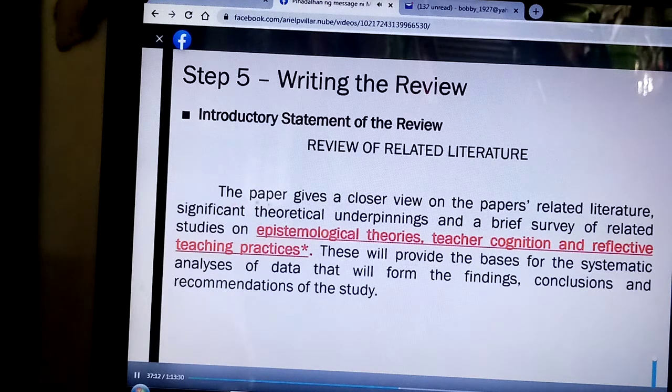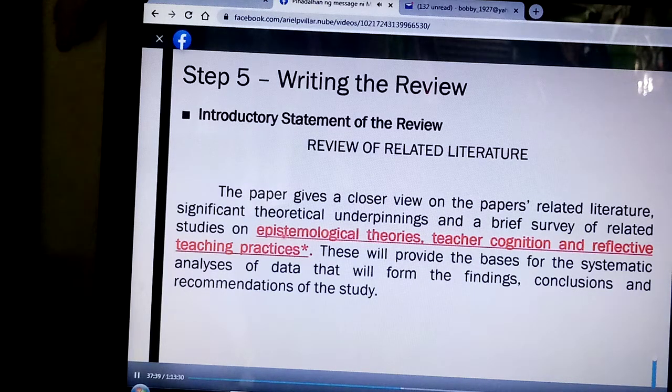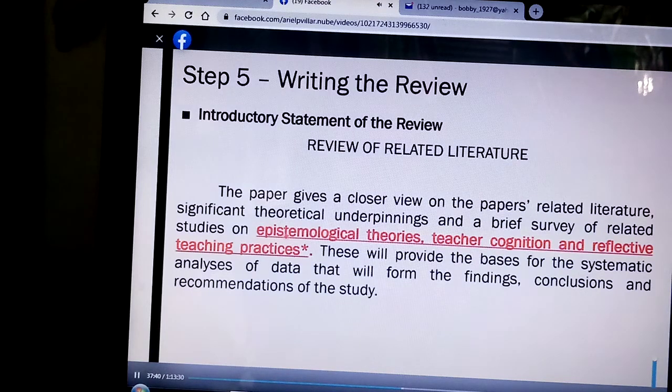The paper gives a closer view on the paper's related literature, significant theoretical underpinnings, and a brief survey of related studies on epistemological theories, teacher cognition, and reflective teaching practices. Etong pula po, hindi nyo po pwedeng kopyahin. Ito po yung key terms ng isang study na pinagkuhaan ko dito. Ang ipapalit nyo dito, yung key terms po ng sarili nyong study. Where can you find the key terms na uli? Doon sa inyong title. It's on the title.